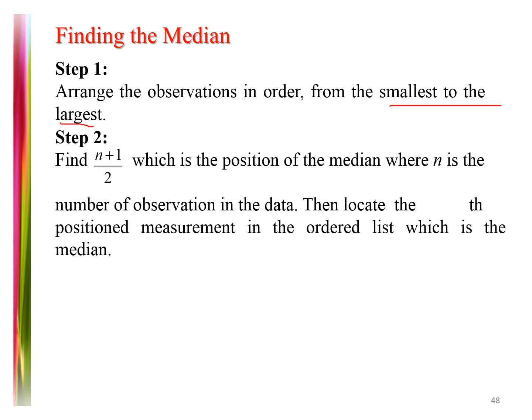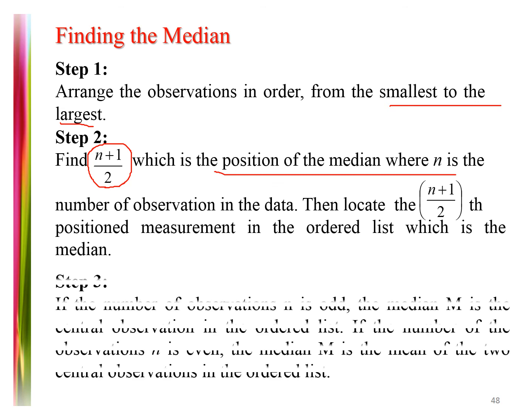And second, you have to identify the location. That means (n plus 1) by 2 item. So this is the location point, this is the position, where n means the number of observations. Then locate the (n plus 1) by 2 position measurement in the ordered list, which is the median.